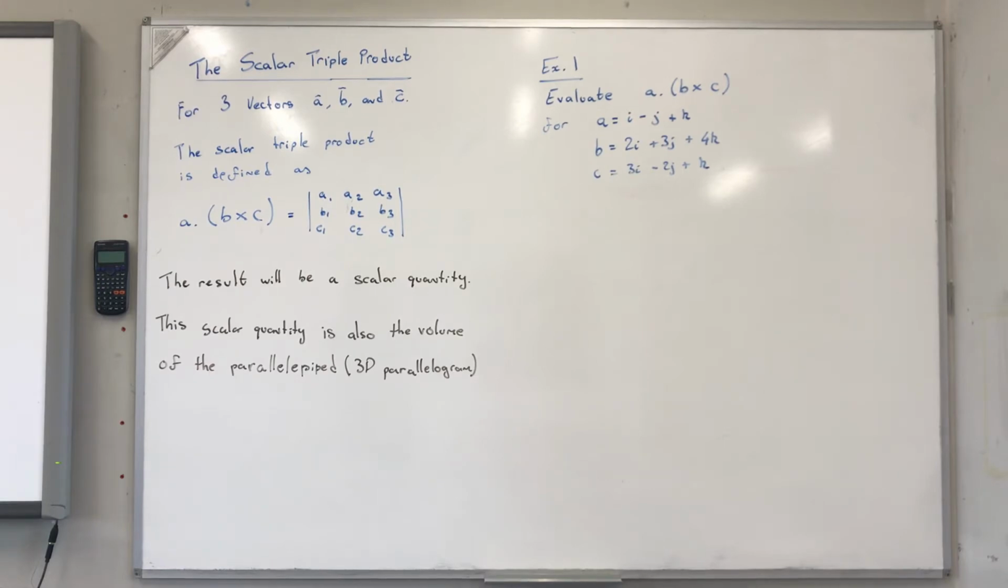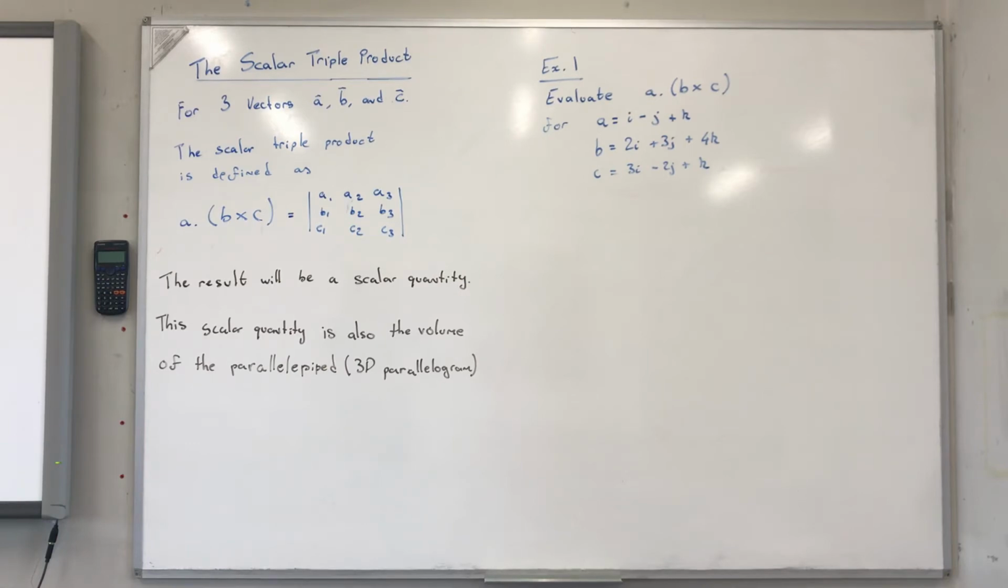The scalar quantity as a byproduct is also the volume of the parallelepiped. I had to Google it to pronounce that. It's the volume of that shape, which is just essentially a 3D parallelogram. Now, if we end up with a positive or a negative value in terms of the volume, that just means it's to do with the direction of the vectors and where they've been pointing.